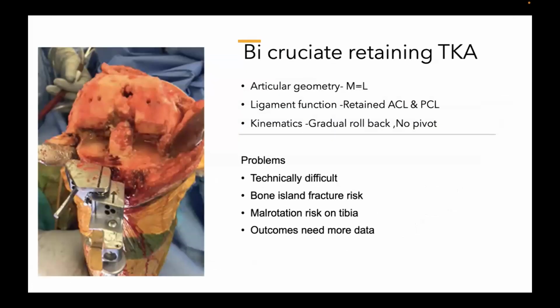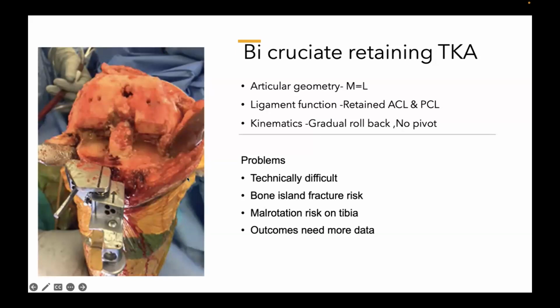This is another design which is known as bicruciate retaining TKA. This is not available in India. There's articular geometry, the medial and lateral joint line are at the same level. Both the ACL and PCL are retained, so that there's gradual rollback. But there's no pivoting which is occurring.